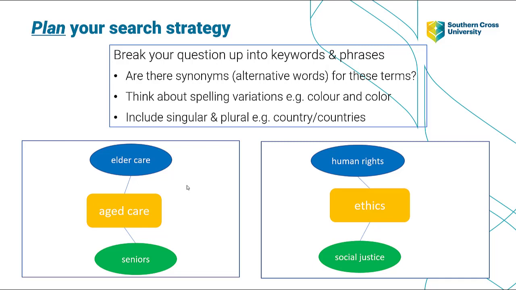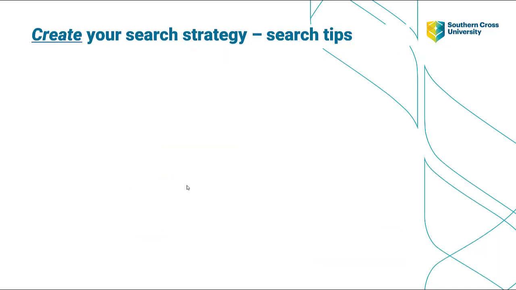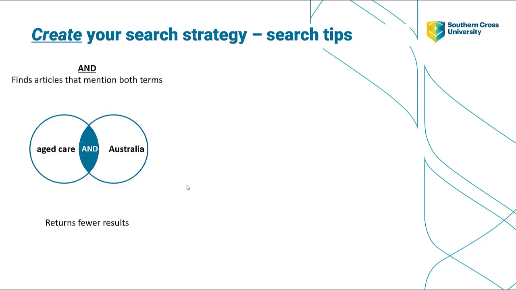Once you've identified your keywords, you then start to create your search strategy and you use advanced search operators to start putting a search strategy together. The first search operator is AND. When you put AND in between 2 terms, you'll only find articles or results that mention both those terms. So AND returns fewer results.